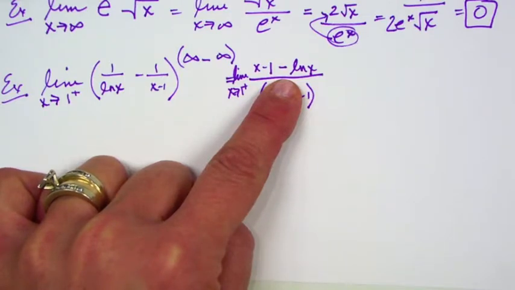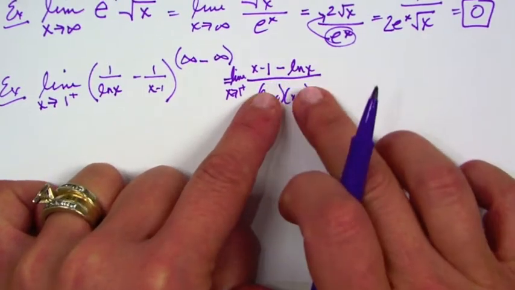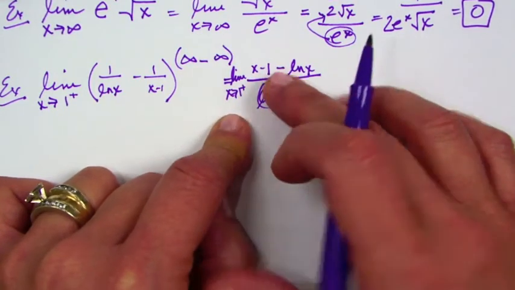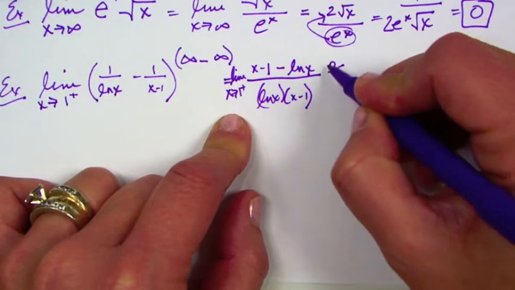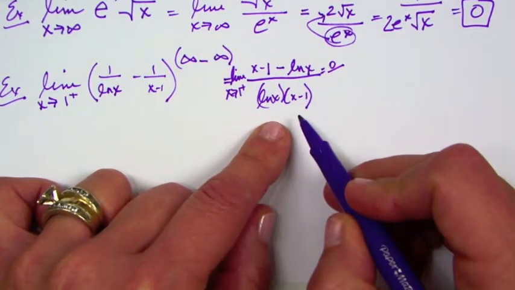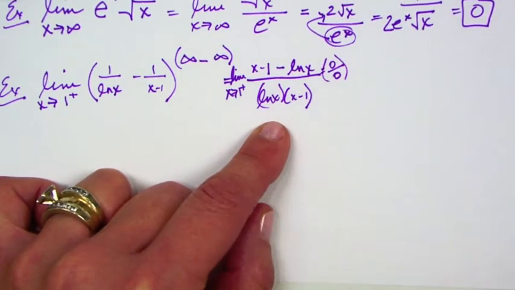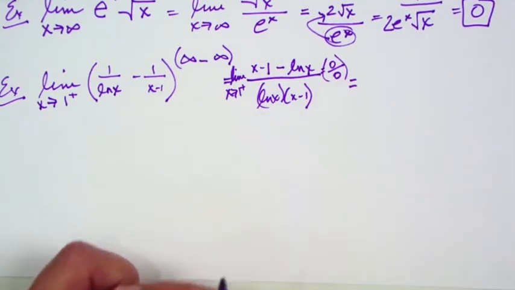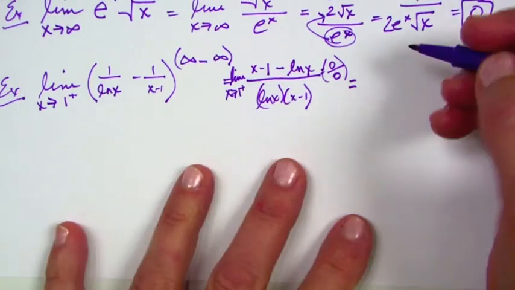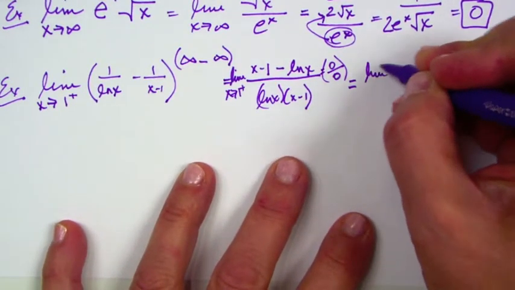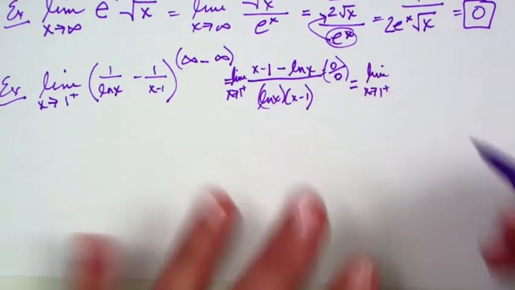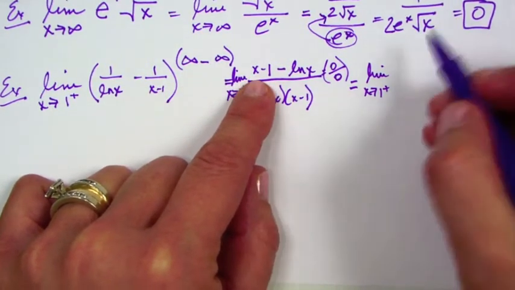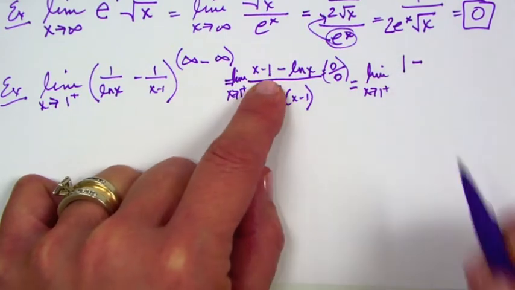Now, if I plug in limit as x approaches 1 from the right, what am I going to get in the numerator? 0, right? Because this one is approaching 0 as I go at 1 from the right, and 1 minus 1 is 0. So this is 0 over 0. Now can I use L'Hopital's rule? Yes, now I can use it to help me figure out this limit.